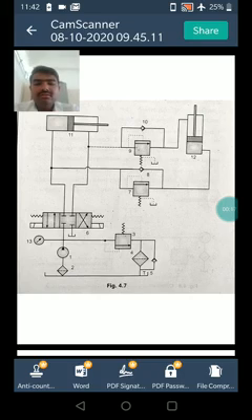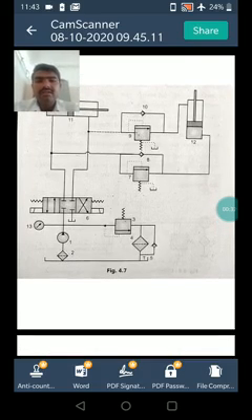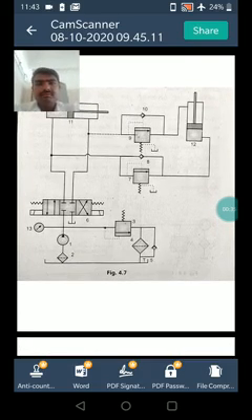Then there is a DCV indicated by the 6. Then 11 indicates the double acting cylinder. There are 9 and 7, which are also pressure relief valves with check valve, and 12 also indicates a double acting cylinder. Okay, now see the working.